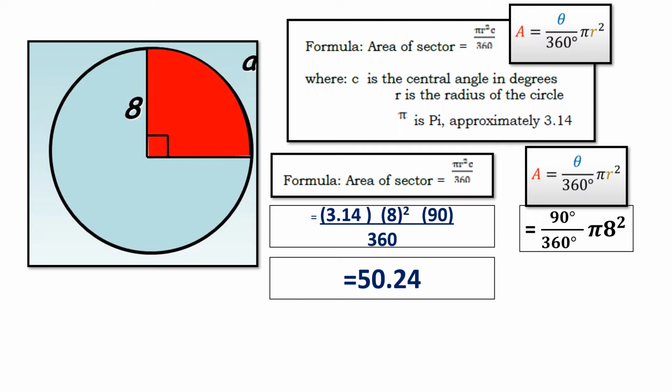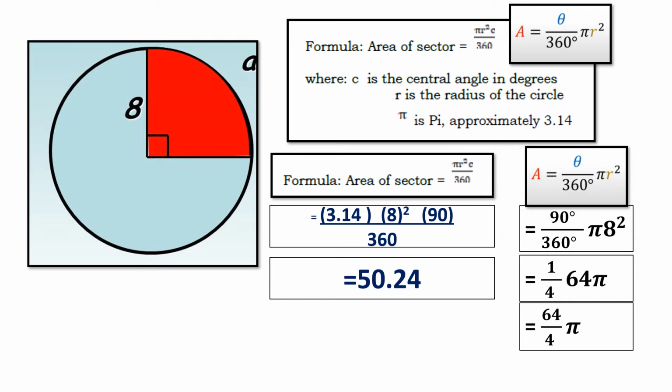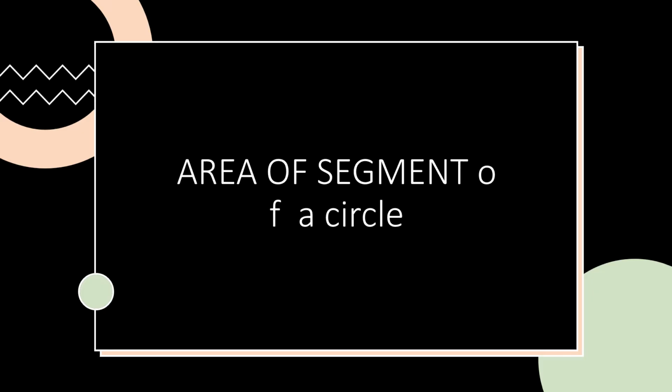So we have 90 over 360 times pi, ang r natin is 8, so we have 8 squared. Simplify, 90 over 360 is 1/4. 8 squared is 64, times pi. So, we have 64 over 4 pi. Simplify, so 16 pi. 16 pi is also equivalent to 50.24 because 16 times 3.14 is 50.24.